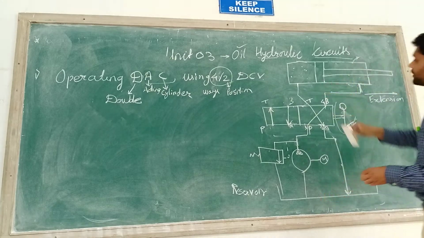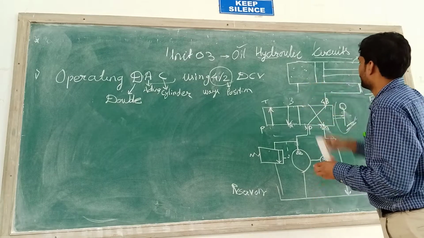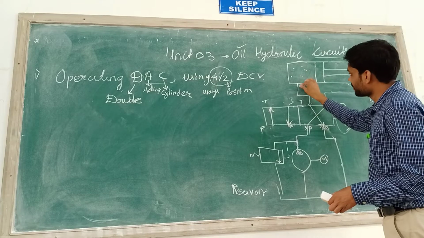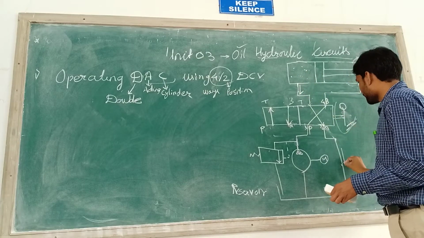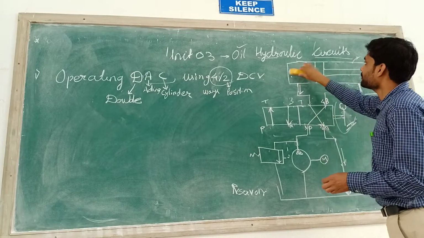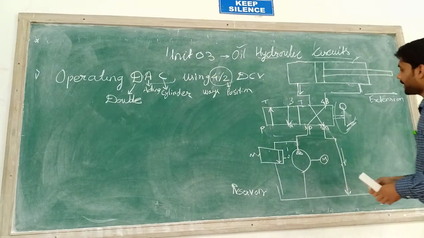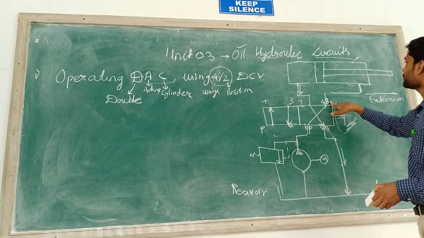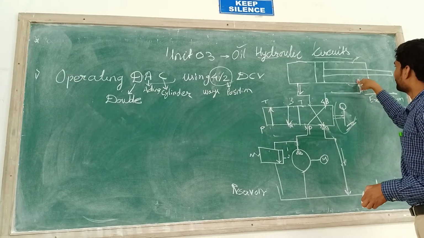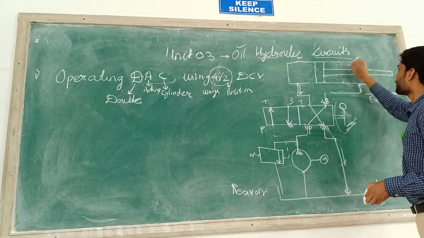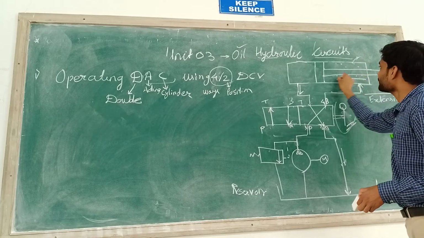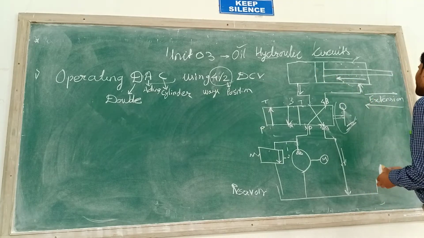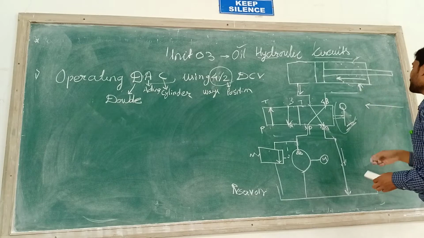At that time, what will happen? The fluid from this region starts to flow in the downward direction towards the reservoir, which causes the less pressure oil in that region, and the pump is continuously pumping this high pressure oil through this port B towards the cylinder, which causes high pressure oil in that direction, which forces this piston in the inward direction, and we get the stroke, and we name it as retraction stroke.